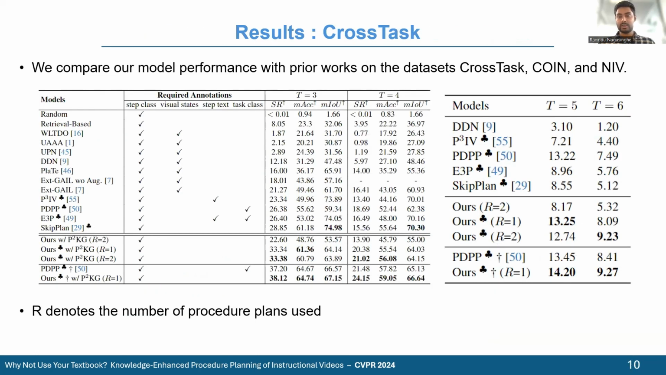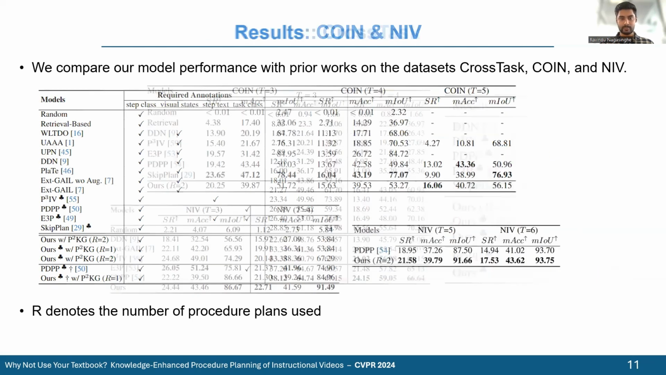We report the results for the datasets CrossTask, COIN, and NIV on varying planning horizons. Even though we require only step class annotations, our model achieves superior results in the most stringent metric, success rate, in all the planning horizons. Our model that uses two procedure plans slightly outperforms the model that only uses one procedure plan, indicating the potential benefits of incorporating more procedure knowledge from the probabilistic procedure knowledge graph.